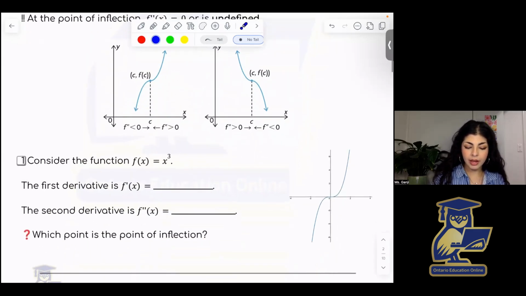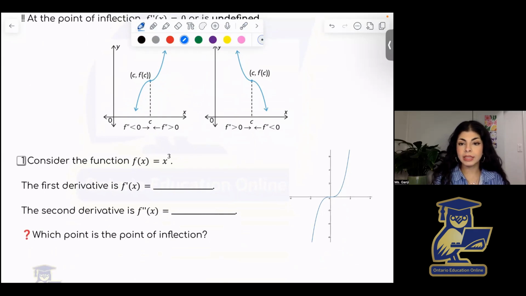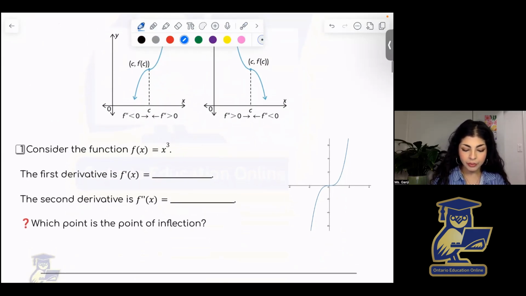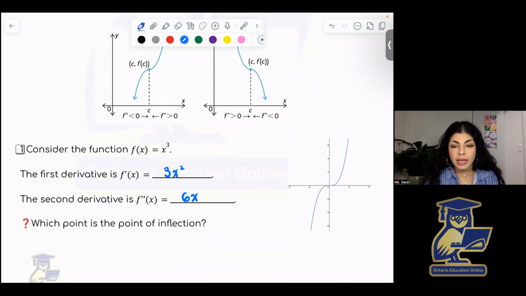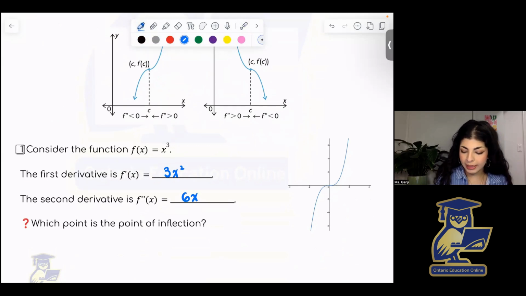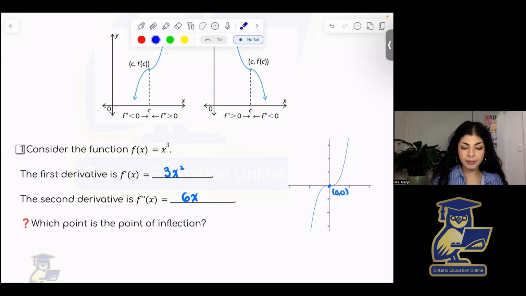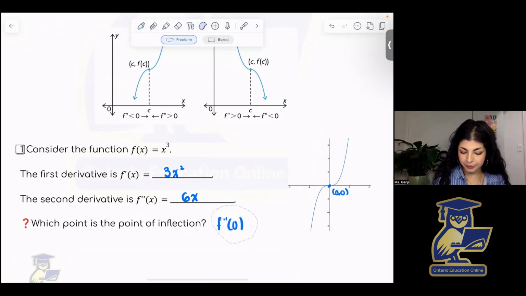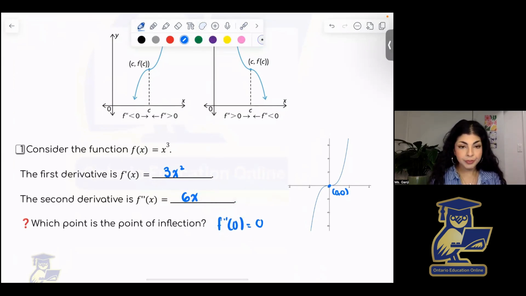Now, consider the function f of x equals x cubed, which we have seen before. The first derivative of this is 3x squared, and the second derivative is just 6x. Now, we know from here, just looking at the graph, the point of inflection is (0, 0). We go from concave down to concave up. And we can see that f double prime of 0, or maybe let me write this here, is equal to 0.